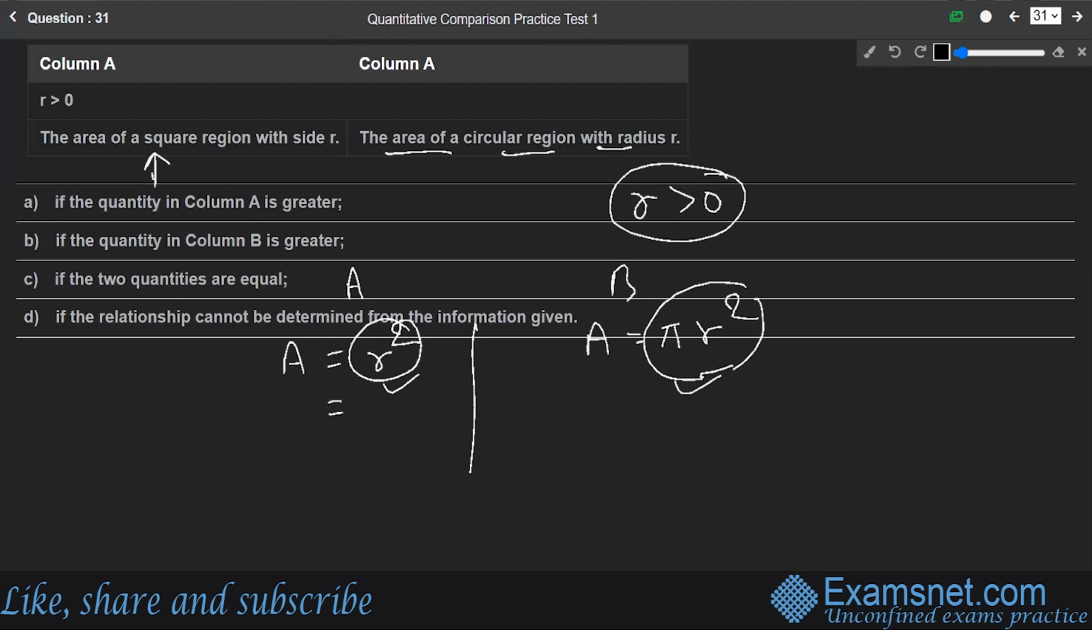So anyhow, out of r square and pi r square, obviously pi r square will be greater because there is a factor of pi getting multiplied with r square. Everything you multiply makes it greater, and obviously the value of pi is also greater than 1, that is 22 by 7. Had this been lesser than 1, the value would have been shorter, but the value of pi is greater than 1, so multiplying it with r square will make it bigger. So clearly pi r square is greater than r square, so that is option number B, the quantity in column B is greater.